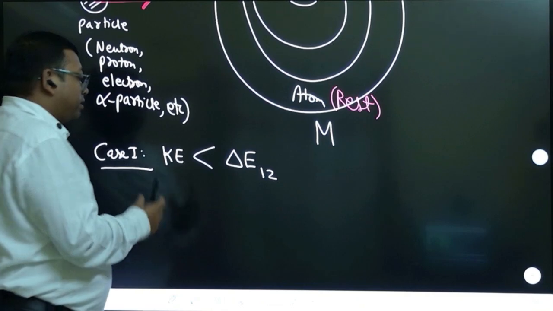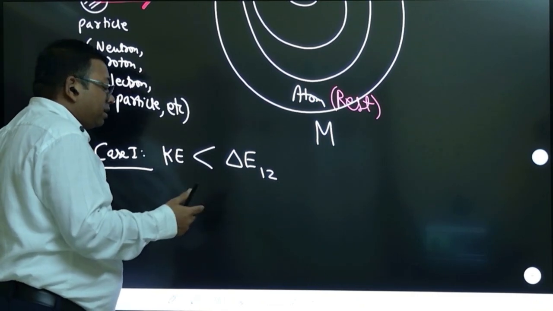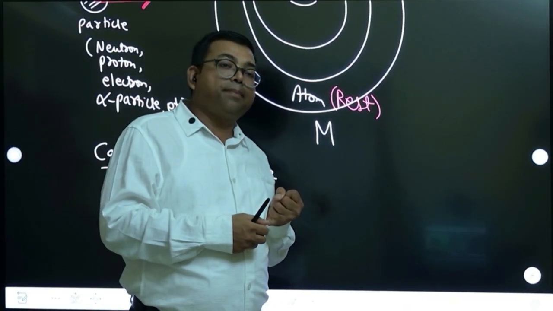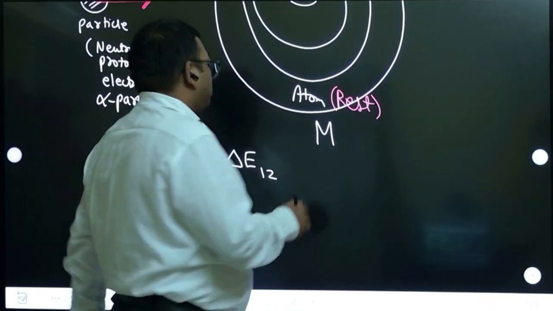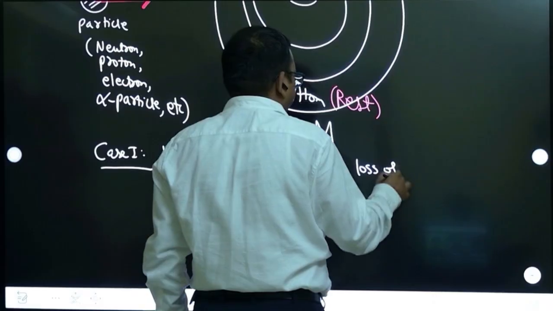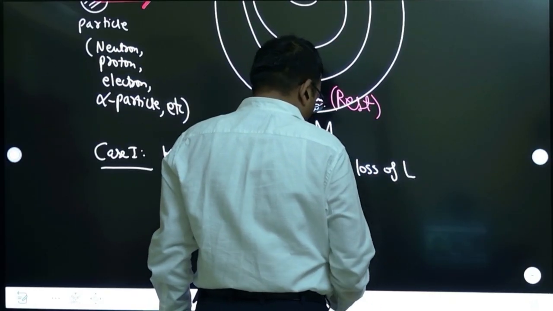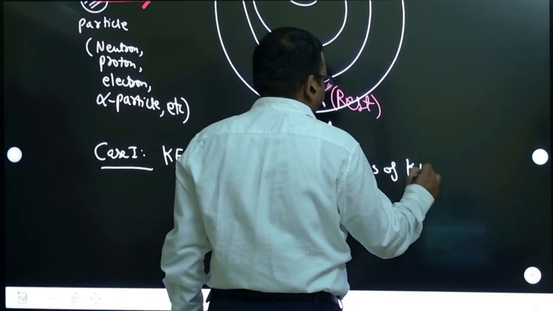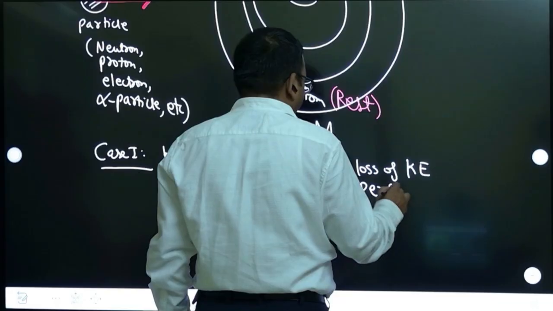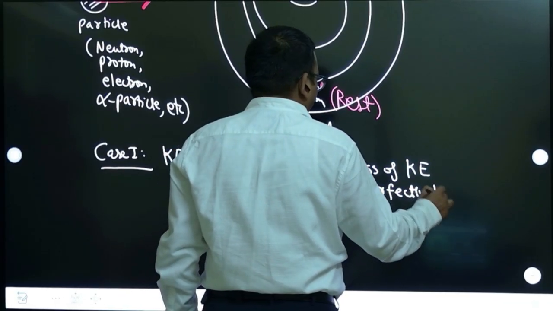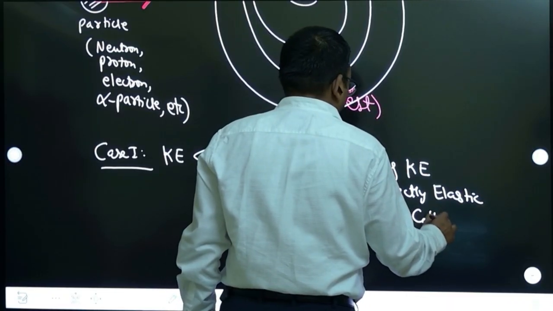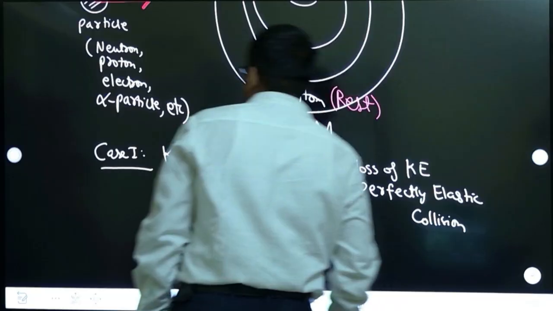That means the kinetic energy is even less than that. In this case, what happens? No absorption of energy will happen, no loss will happen. So no loss of kinetic energy happens, and you can say that it is a perfectly elastic collision. Perfectly elastic collision happens.